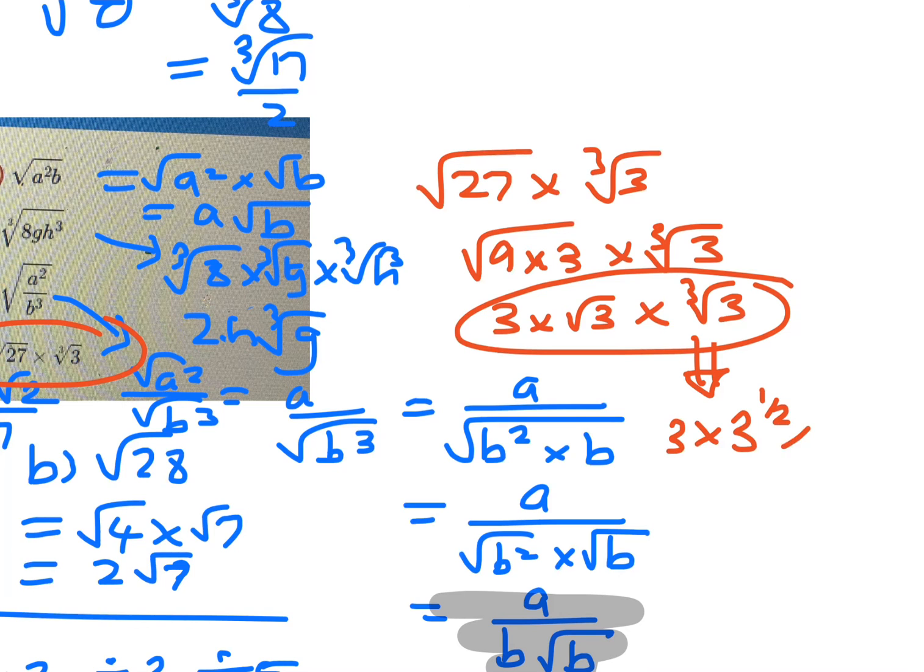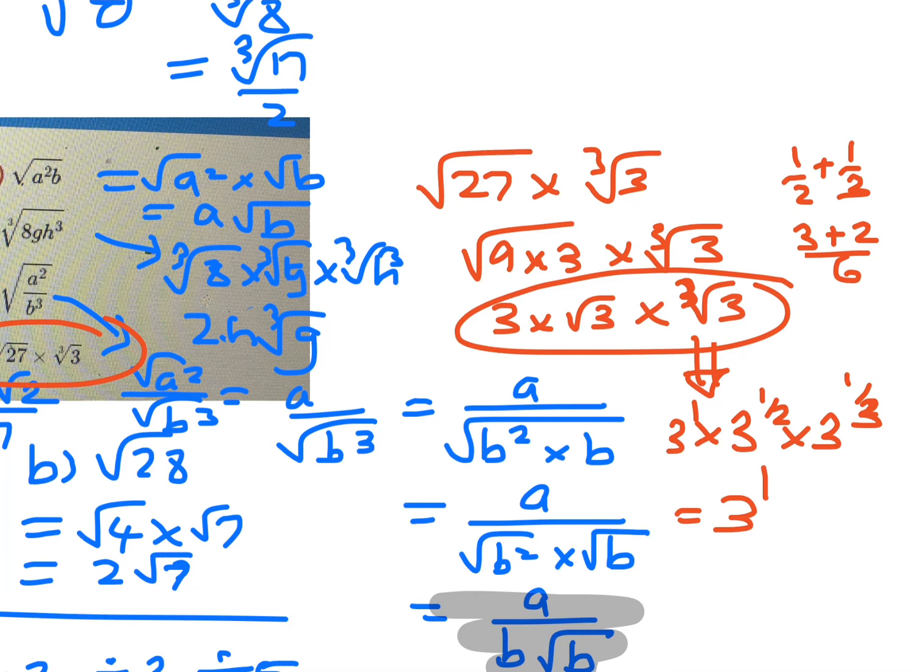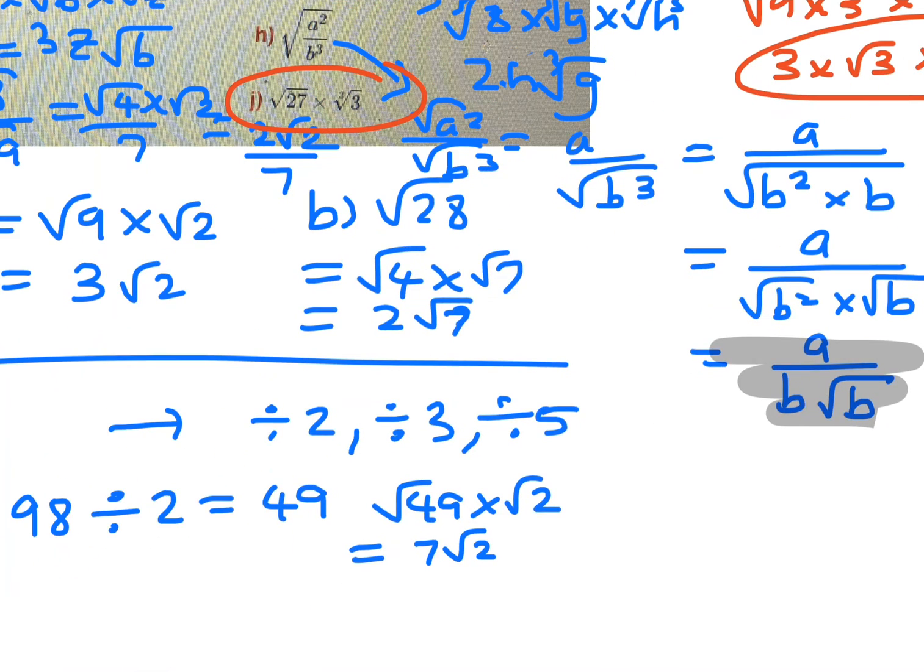You could put all this in index form, just for the record, because the cube root is to the power of a third. And you could write it all in index form, so a half plus a third plus 1. A half plus a third would be 3 plus 2 on 6, so it's 1 and 5/6. But anyway, I think they're just getting you to leave it like that.